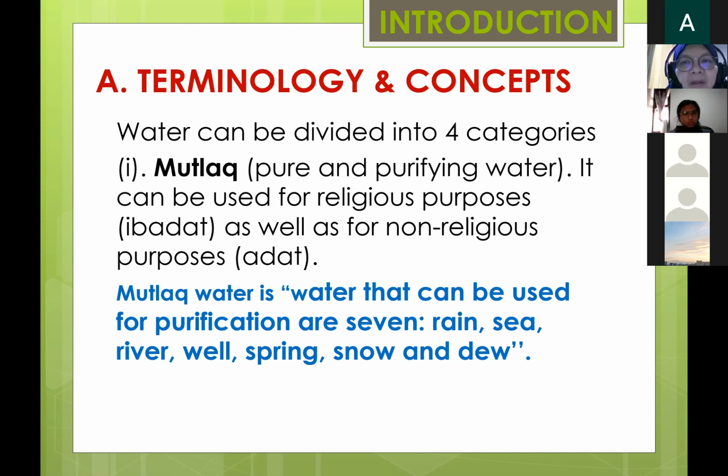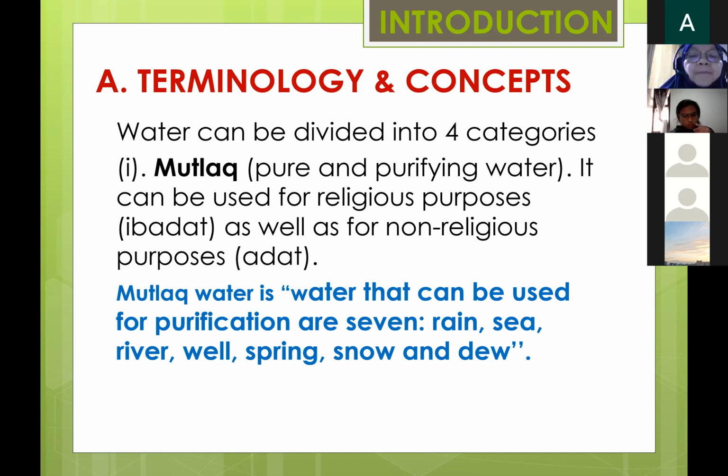Rainwater, seawater, river, well, spring, snow, and dew. Of course, you don't have snow. We don't use snow here. But if, let's say, in some part of the world, in the Arctic, for example, or Antarctic, there are a lot of snows everywhere, that is clean, mutlak is pure, and it can be used for cleansing.